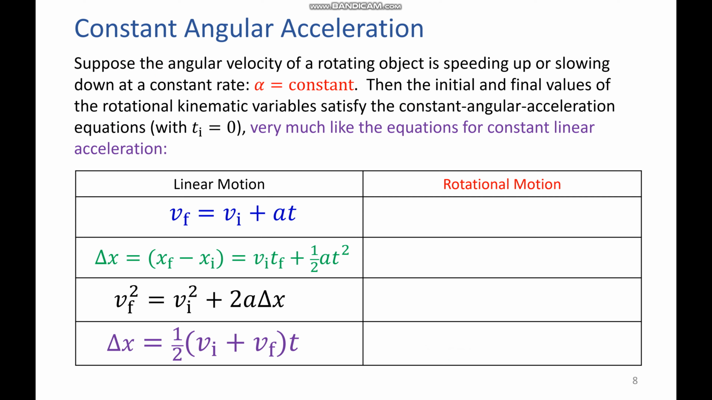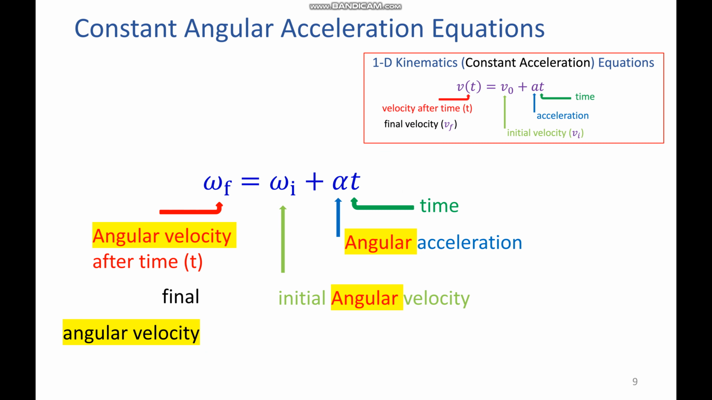Now you're going to want to imagine that the angular velocity of any rotating object might be speeding up or slowing down at a constant rate, alpha. Then it follows that your initial and final values for the rotational kinematic variables will satisfy the constant angular acceleration equations, which are very, very similar to the equations for constant linear acceleration. If you remember, we have these kinematic equations right here. You have seen them a million times, and they all have equivalent rotational motion equations that we're going to go through real quick here. So with our first one, this is our velocity after a certain time t, right?